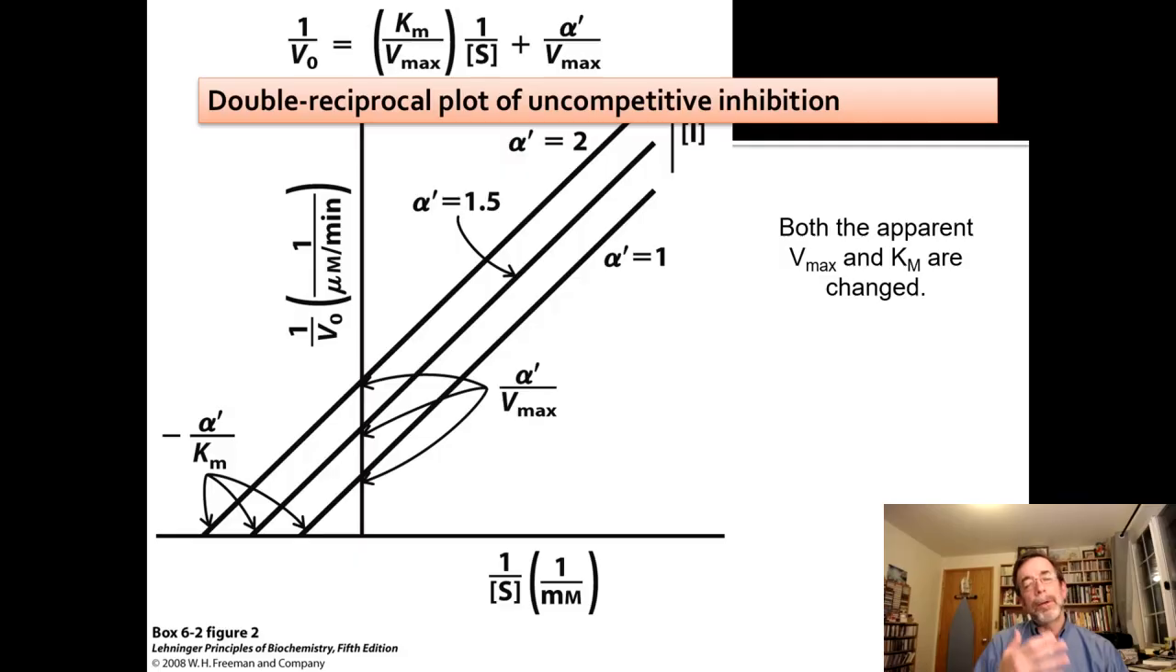Mathematically, it's not really worth it to understand entirely why it happens. It's easier to just remember. The other one had the slope changing and the intercept staying the same. This one has the intercept changing and the slope staying the same. And if you understand how the Lineweaver-Burk equation works, it's pretty straightforward to say, oh, the alpha prime must be on the intercept side of things.